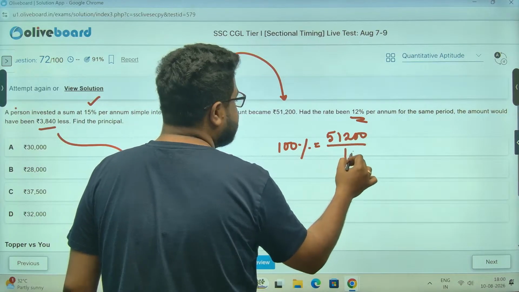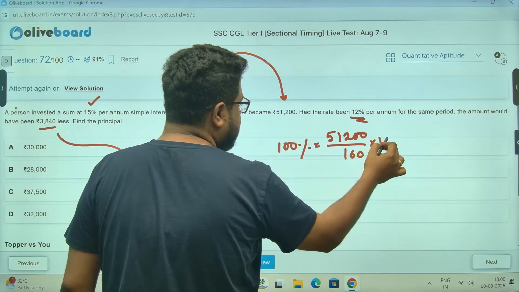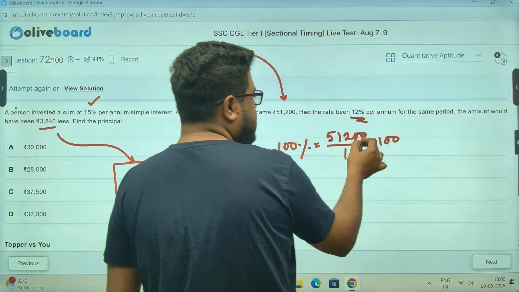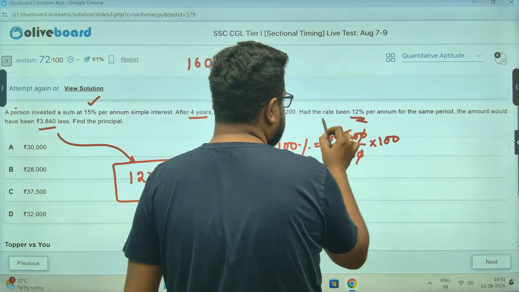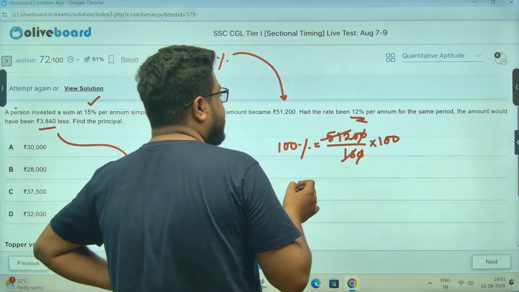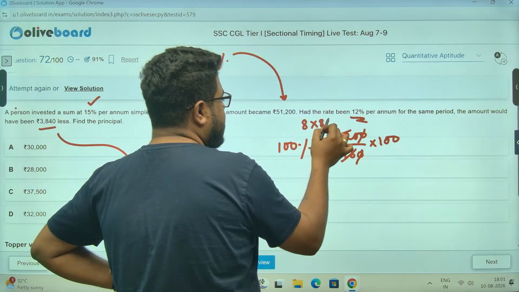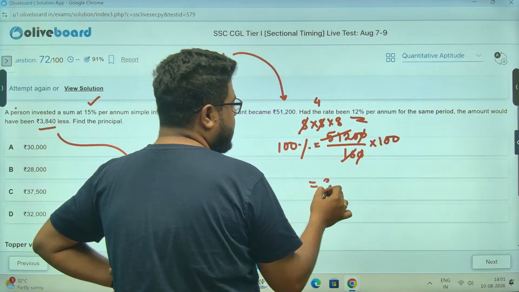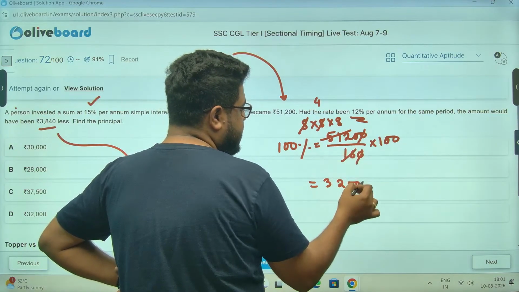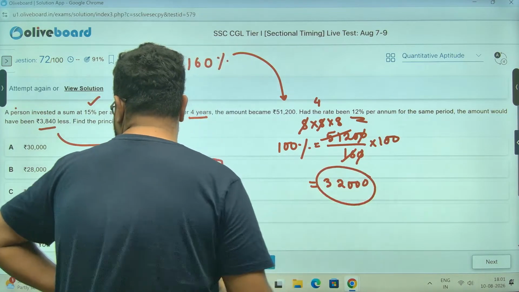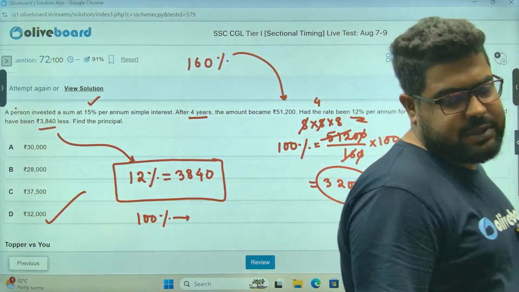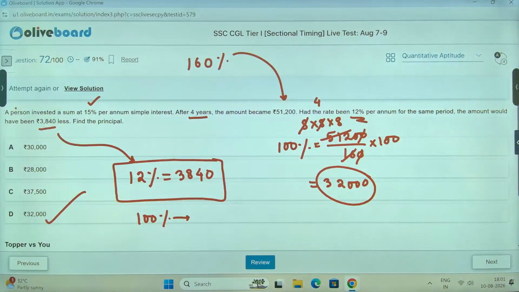51200 by 160 into 100. So 0, 0 gone, 16. Sir, this is 8 cube, meaning 8 into 8 into 8. 16, meaning one 8 gone, 1 4. 32, double 0 and a 0 here. 32,000 will be the answer. Sir, option D. Option D, 32,000 is your correct answer, sir.